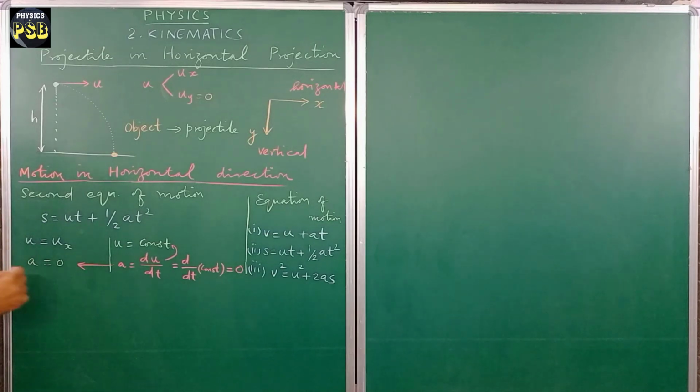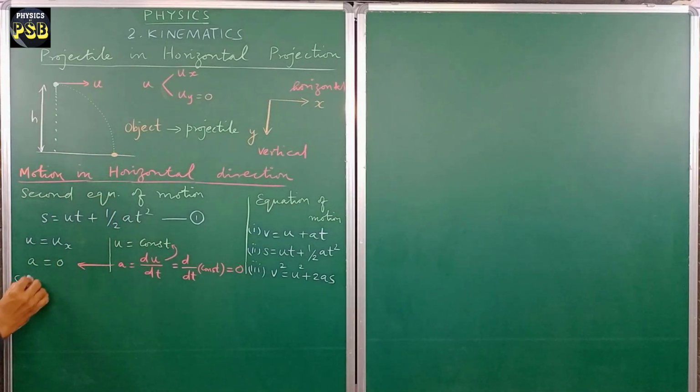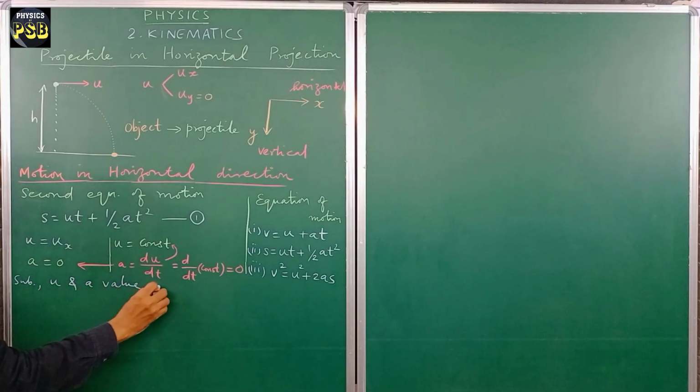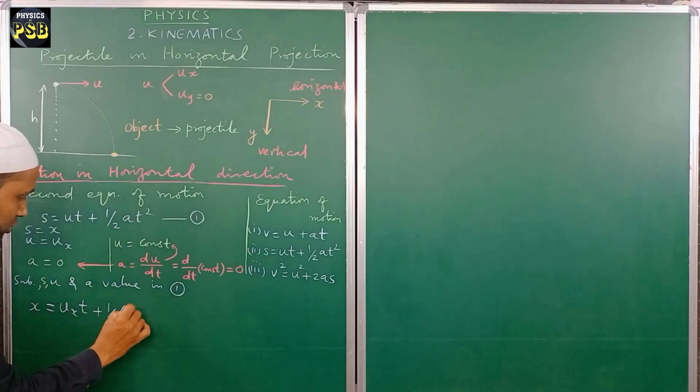Now I am going to substitute the u and a values in the above equation. This is equation number 1. I will also write the value of s. Here s can be taken as x. This is the distance traveled by the object along a horizontal direction. So in the place of s I have taken x, in the place of u I write ux, and t is kept as such. Then half, in the place of a write 0, and t square.